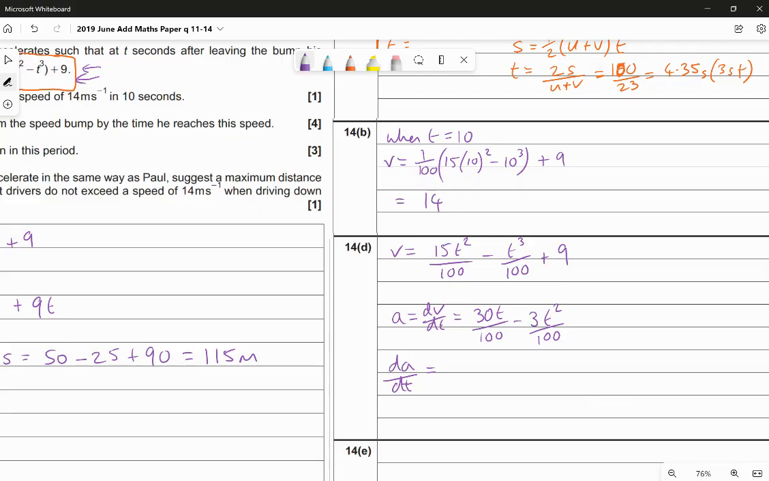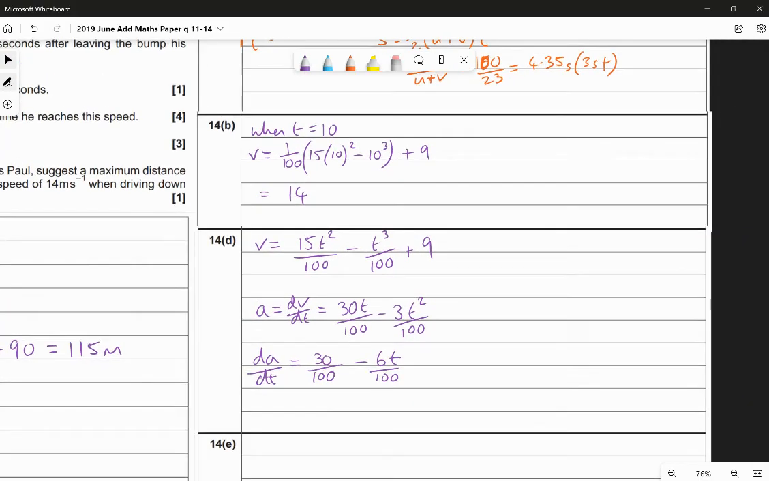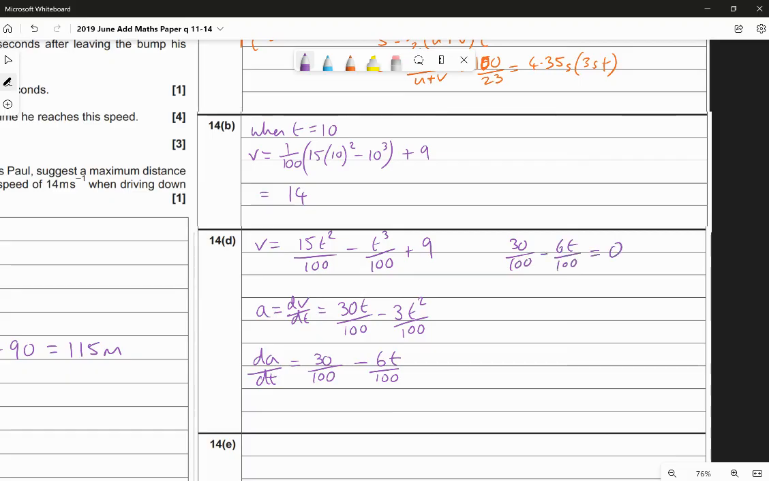30t over 100 differentiates to just 30 over 100, or 0.3, or 3/10. Minus 3t squared over 100 becomes minus 6t over 100. And I want to know when that is equal to 0. So 30/100ths minus 6t over 100 equals 0. And if I solve that correctly, t is equal to 5. So the maximum acceleration will be when t is 5.